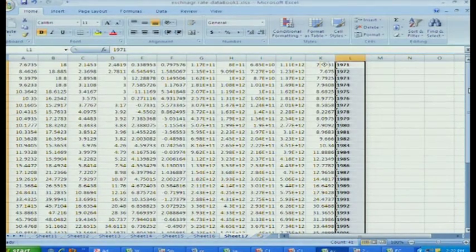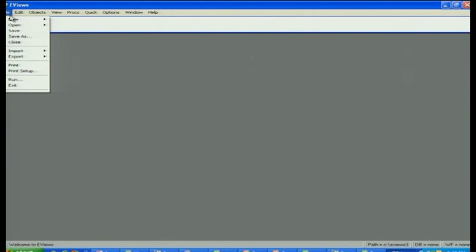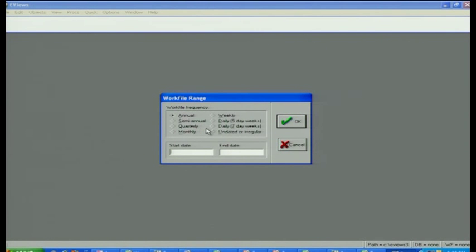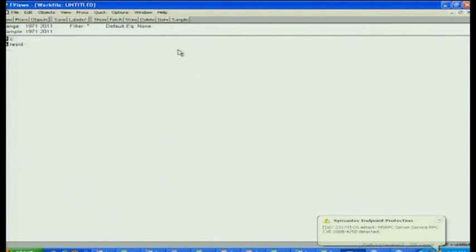So now I could either take it to eViews or I could take it to Stata. So let's take it to eViews. So it is 41 years data. Once you open eViews, it's easy. You go to work file, and you have to put annual data from 1971 to 2011, and you get this icon.